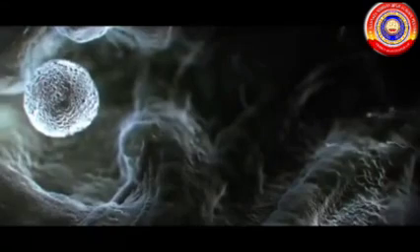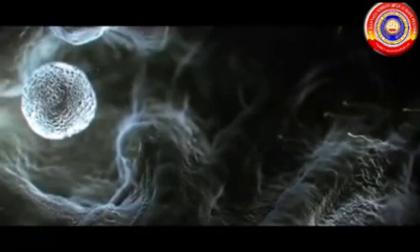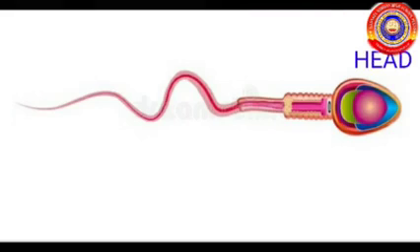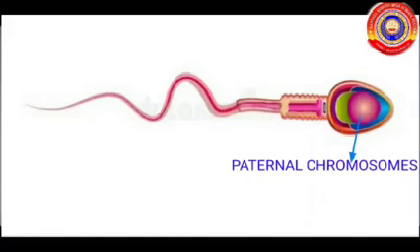Let's look at what is sperm. Sperm is the male gamete. It is motile, means it is moving, and it is very microscopic. The sperm has three parts: head, middle piece and a tail. They move with the help of the tail. Mitochondria is present in the middle piece. It provides the energy for movement. The nucleus that contains paternal chromosomes is seen in the head. Paternal chromosomes means the chromosomes from the father.